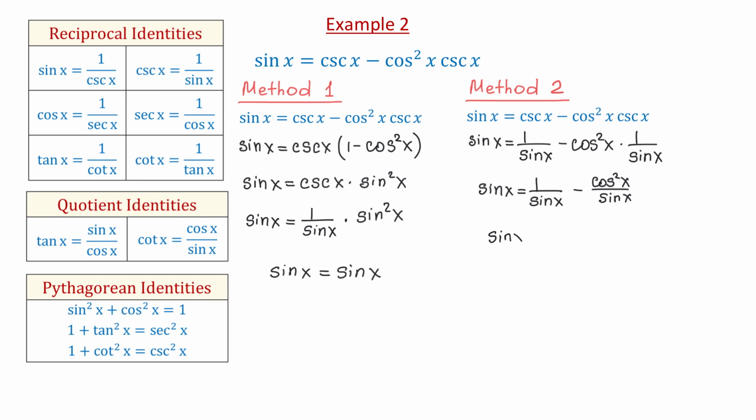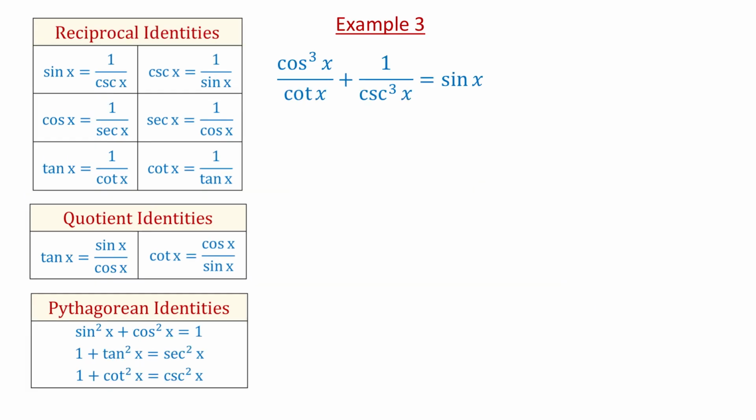sine of x equals 1 minus cosine squared of x over sine of x. Then here we know that 1 minus cosine squared of x is sine squared of x. Then we will write that sine of x equals sine squared of x over sine of x. Then on the right side, sine squared of x divided by sine of x is sine of x. Then we will have that sine of x equals sine of x. So again, we proved that both sides are identical.